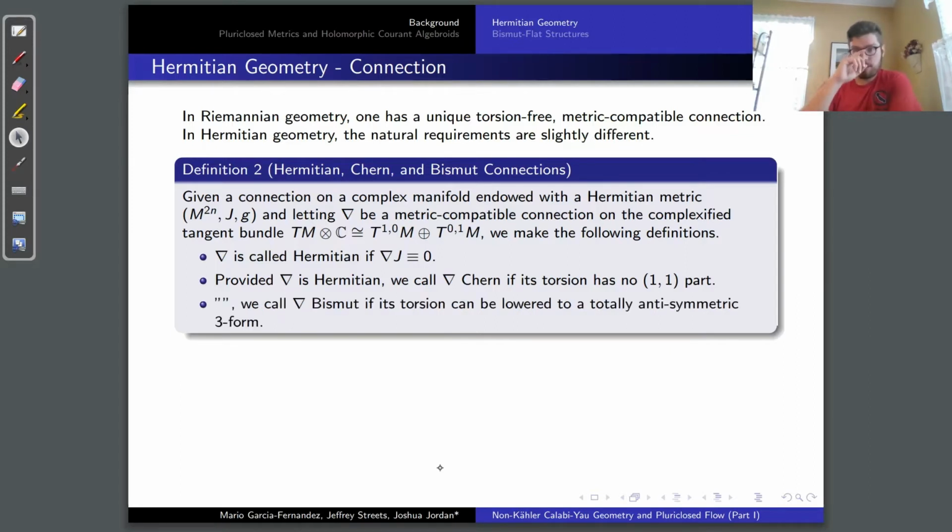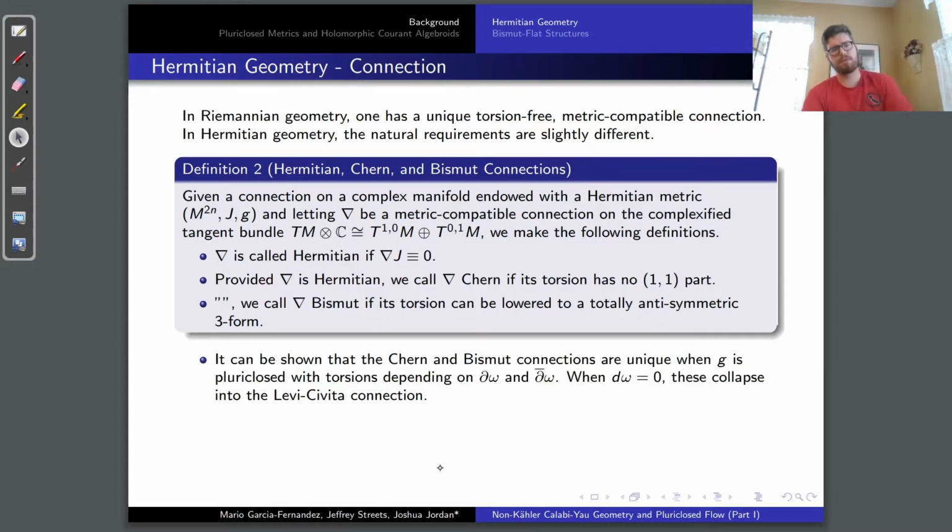And then the Bismut connection doesn't really have an extension to holomorphic vector bundles. It is typically just defined in terms of its torsion. So a connection is called Bismut if its torsion can be lowered to a totally antisymmetric 3-form.